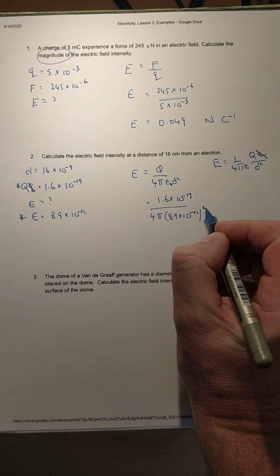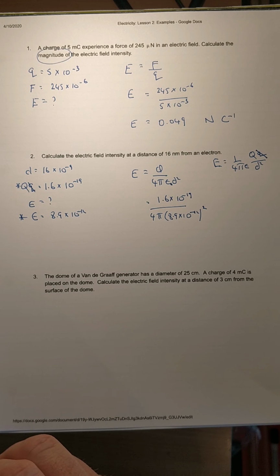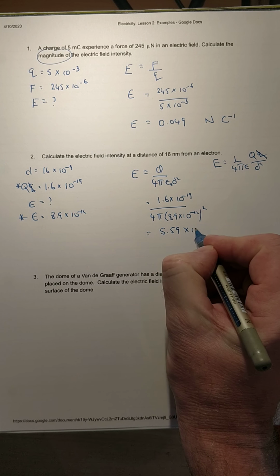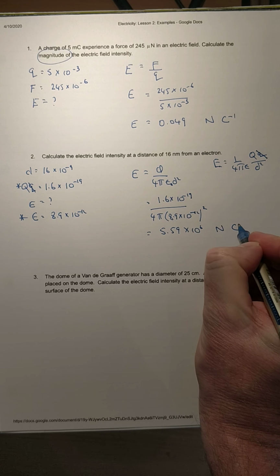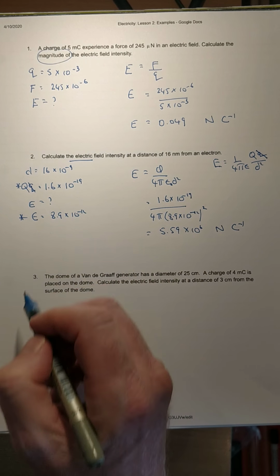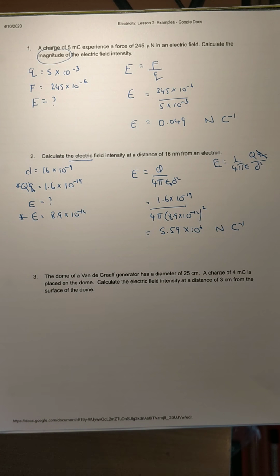Okay, and we don't forget to square this, something a lot of us are forgetting, and we end up with 5.59 by 10 to the power 6 newtons per coulomb. Now we're asked for the electric field intensity, so we need magnitude and direction. So we need the direction.